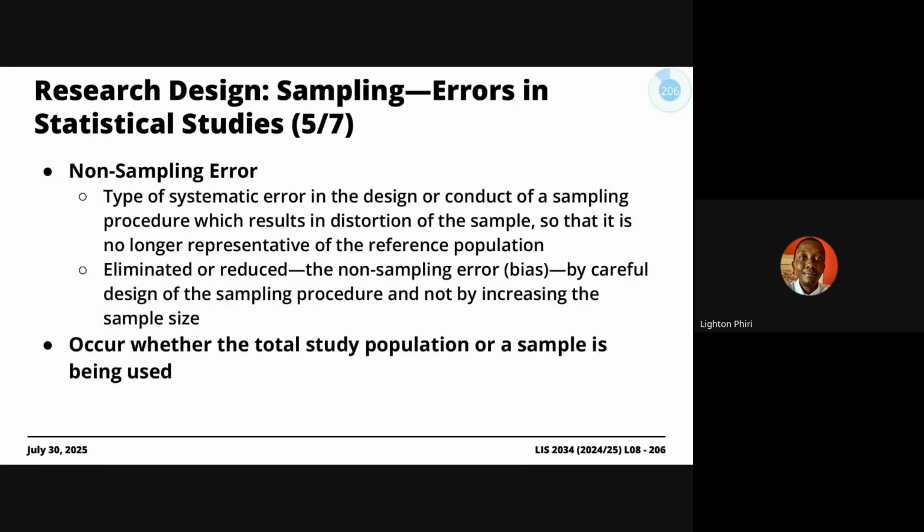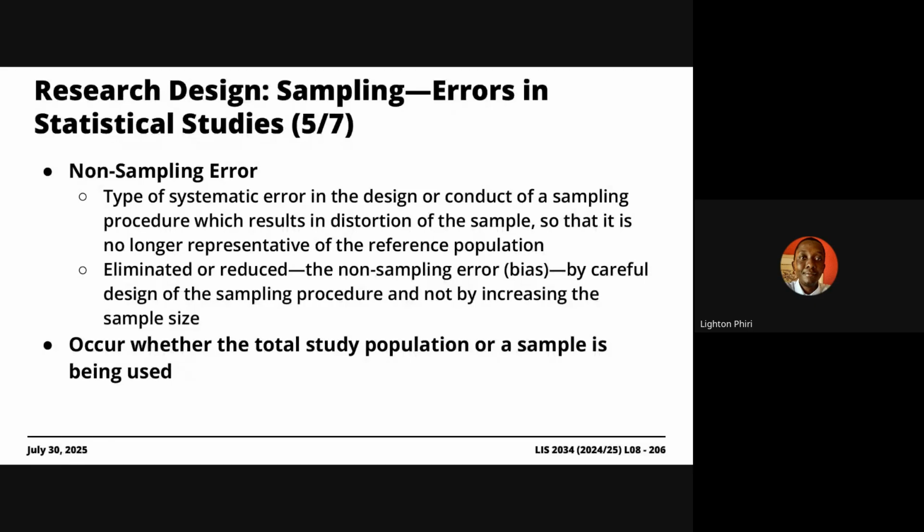But there are also non-sampling errors. So these are types of systematic errors in the design or conduct of the sampling procedure itself, which will result in the distortion of the sample, so that it is no longer representative of the reference population. So in other words, the errors in this particular case are introduced as a result of fundamental flaws in the experimental design or the study design of your research. You can eliminate this by carefully designing the sampling procedure and not necessarily increasing the sample size.